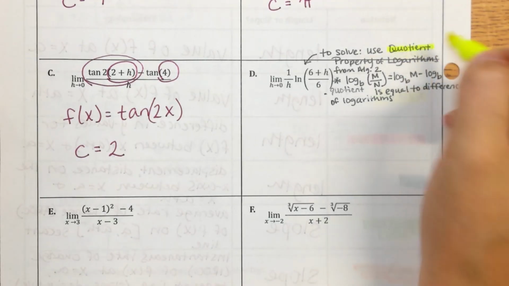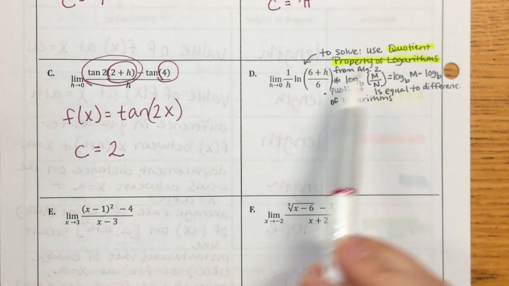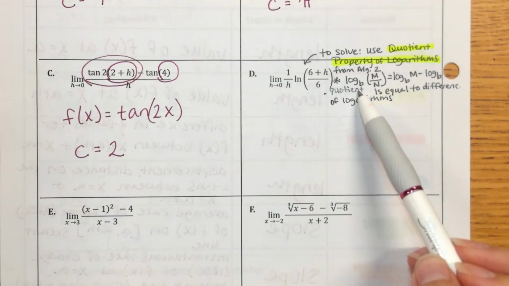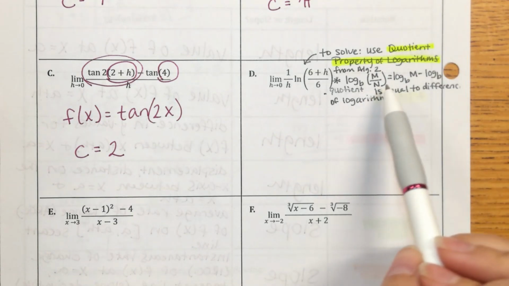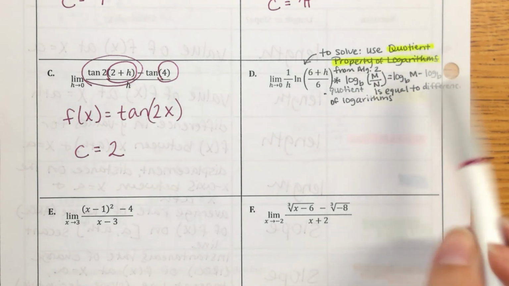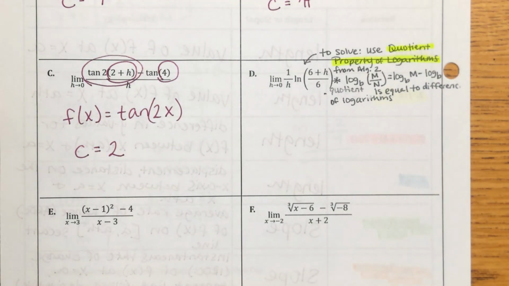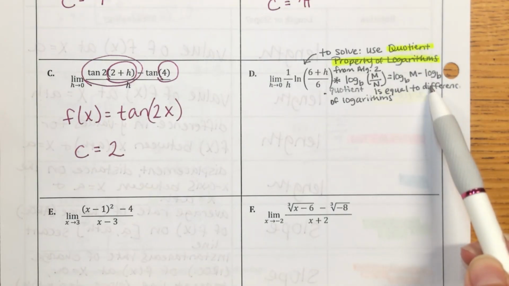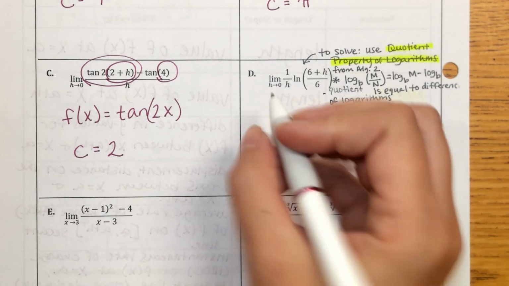Okay, but I didn't want to skip over it or change this question because who knows if you might see it again. This is called the quotient property of logarithms, and all it says is that if you have any logarithm and you are dividing two values, it's equal to those two values subtracted. The reason you need this to solve is we're going to write it backwards.